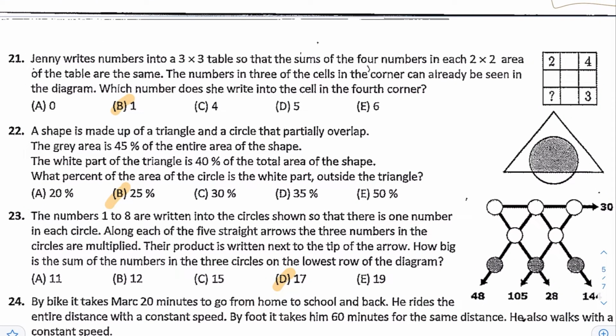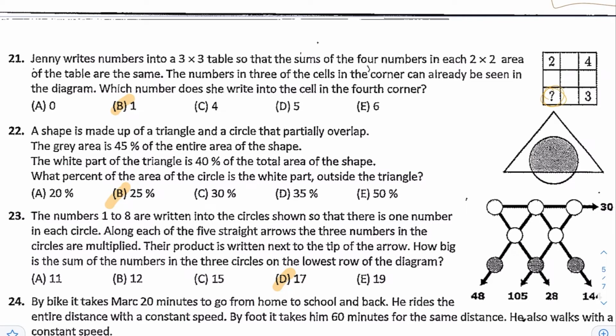Next, for number 21, Jenny writes the numbers into a 3x3 table so that the sums of the 4 numbers in each 2x2 area of the table are the same. The numbers in 3 of the cells in the corners can already be seen in the diagram. What number does she need to write into the cell in the 4th corner?